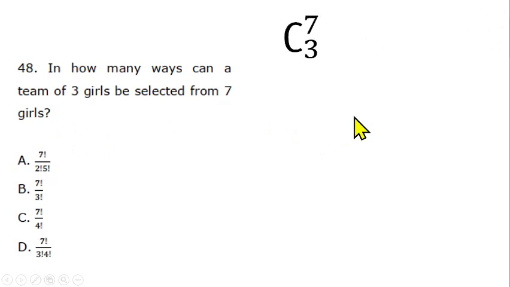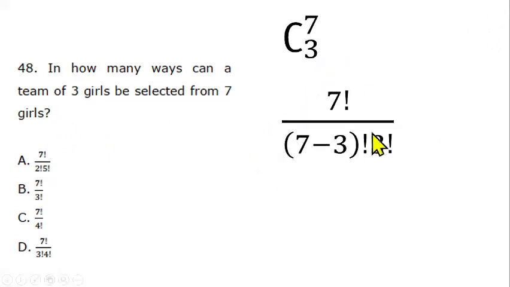Question number 48, in how many ways can a team of 3 girls be selected from 7 girls? So that will be 7 combination 3. That should give us 7 factorial over 7 minus 3 factorial times 3 factorial. Then that gives us 7 factorial over 4 factorial times 3 factorial. And then that should give us option D.